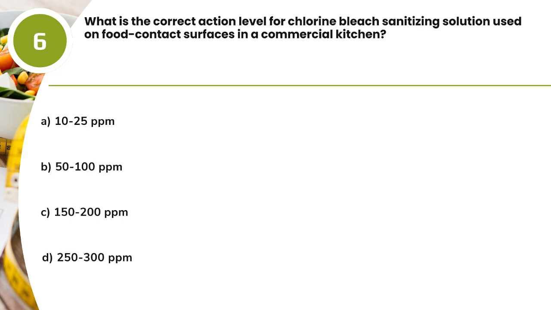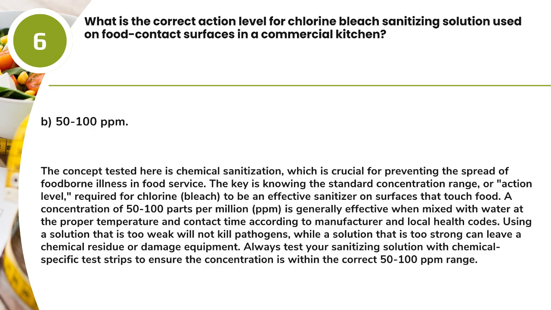Question 6. What is the correct action level for chlorine bleach sanitizing solution used on food contact surfaces in a commercial kitchen? A. 10 to 25 ppm. B. 50 to 100 ppm. C. 150 to 200 ppm. D. 250 to 300 ppm. Answer B. 50 to 100 ppm.